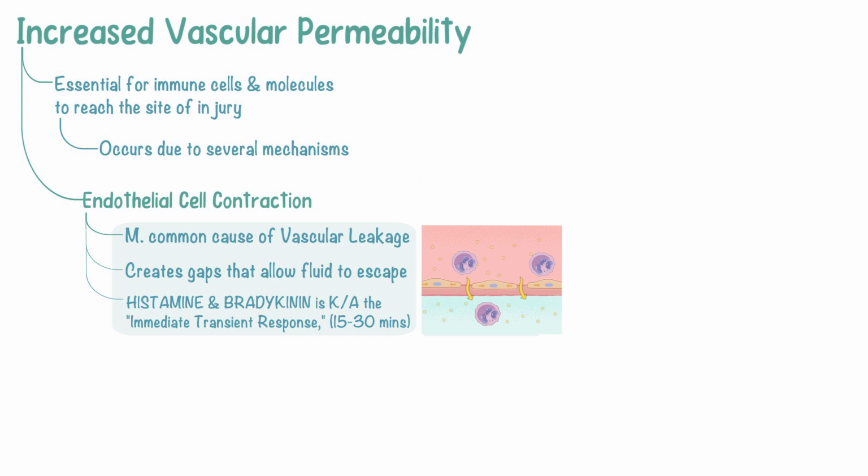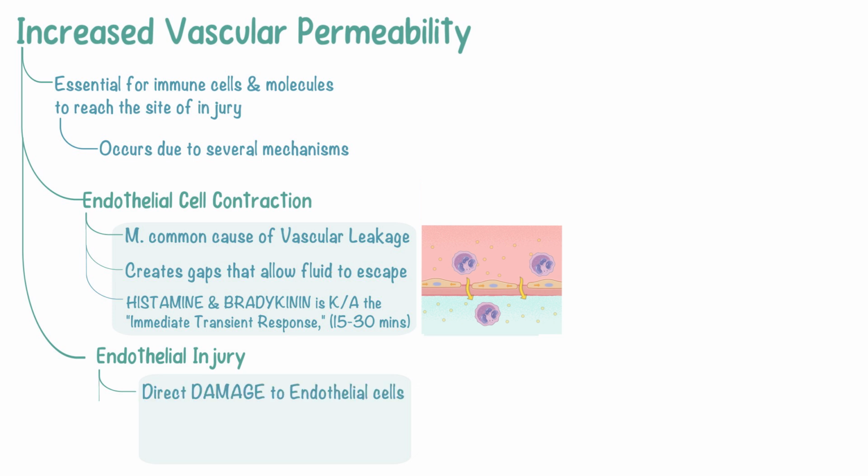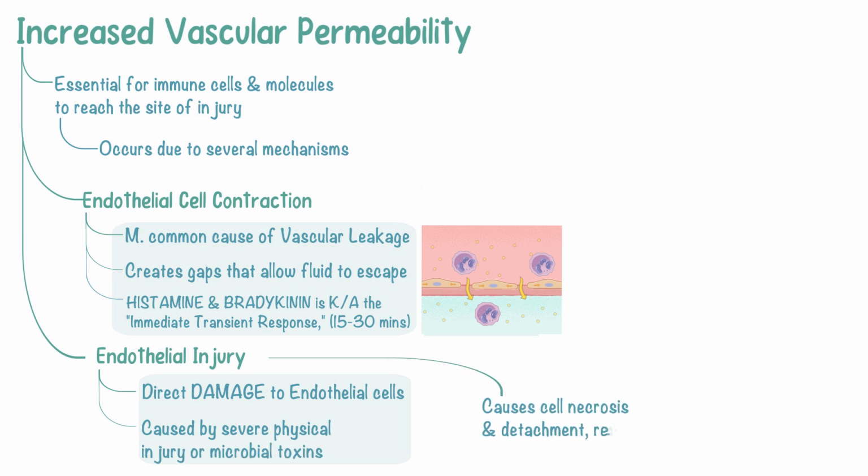The second mechanism which contributes to increased vascular permeability is endothelial injury. Now, direct damage to endothelial cells, which are the cells lining the inner wall of the blood vessels, can occur due to severe physical injury or microbial toxins. This leads to cell necrosis and detachment, resulting in sustained leakage. Neutrophils adhering to the endothelium during inflammation can exacerbate this damage, prolonging the leakage until the vessels are either thrombosed or repaired.